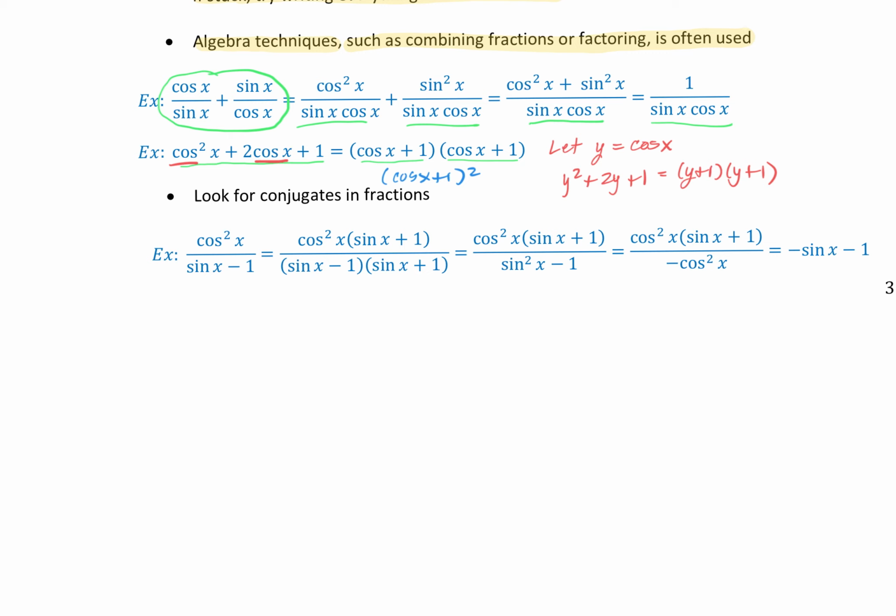Look for conjugates. That sometimes comes up whenever we're working with fractions. In this first example, we have cosine squared over sine of x minus 1. So if it was sine squared minus 1, then I could use the Pythagorean identity, but it's not. So all I have to do is simply multiply it by sine x plus 1, but what I do to the bottom, I have to do to the top. And that will give me those conjugates that we talked about. And when you have conjugates, it ends up being the square of the first minus the square of the second term.